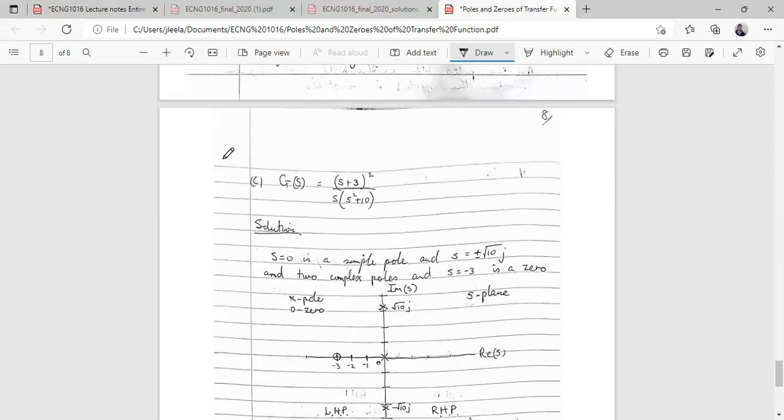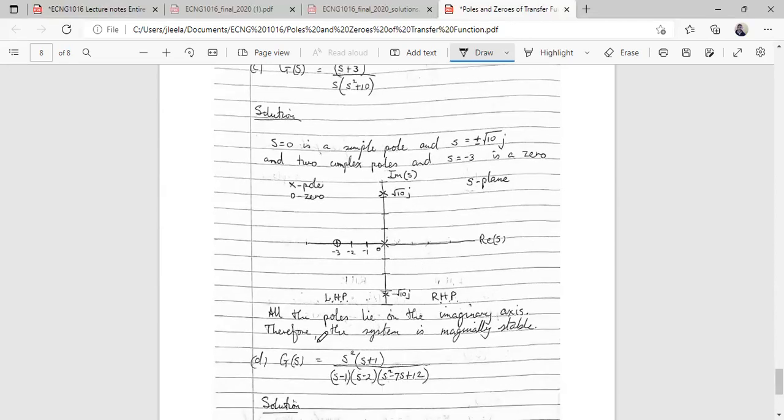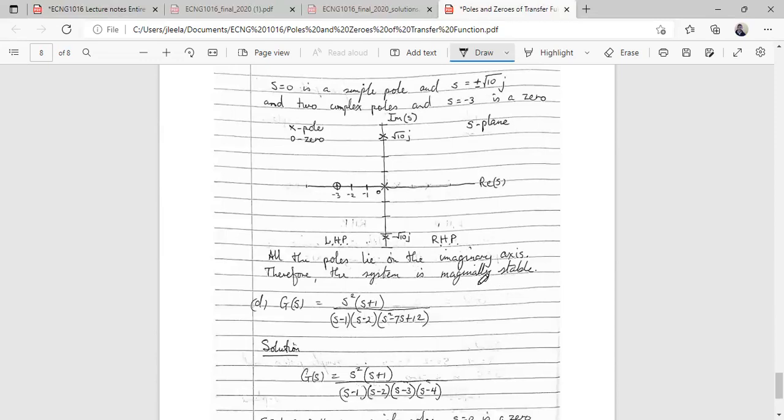Case 3 here, watch out for it here. S plus 3 squared, S into S squared plus 10. S equals 0 is a simple pole. And S equal plus or minus the square root of 10 j would be two complex poles, right? So S equal minus 3 is a 0. So you have your 0 here, minus 3 on the left-hand side. You have your 3 poles on the imaginary axis. So all your poles lying on the imaginary axis, therefore the system is marginally stable.